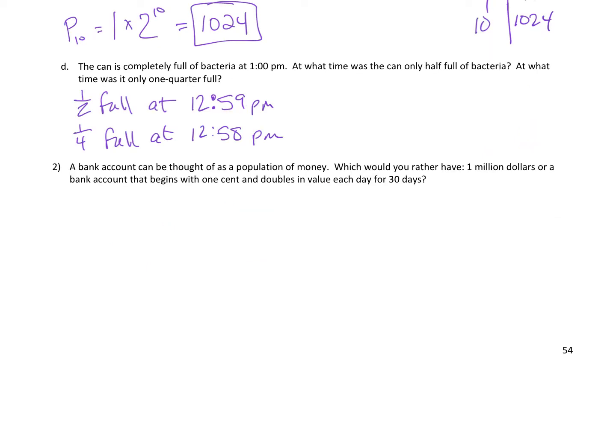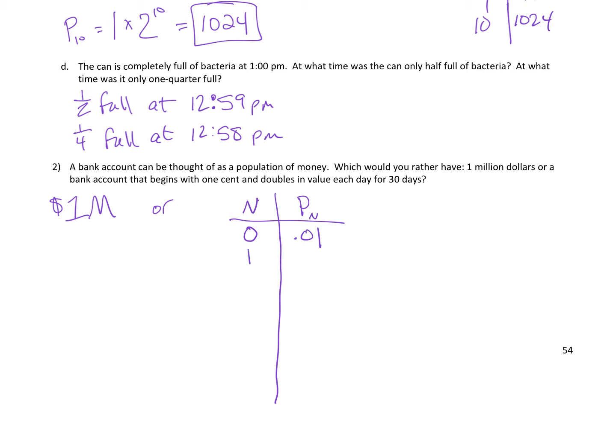A bank account can be thought of as a population of money. So which would you rather have, $1 million or a bank account that begins with 1 cent and doubles in value each day for 30 days? Okay, so $1 million, or let's look at this bank account. We'll have N for the number of days, P sub N for the population in the account. It's day zero, the day you open the account. You have $0.01 in there, 1 cent.